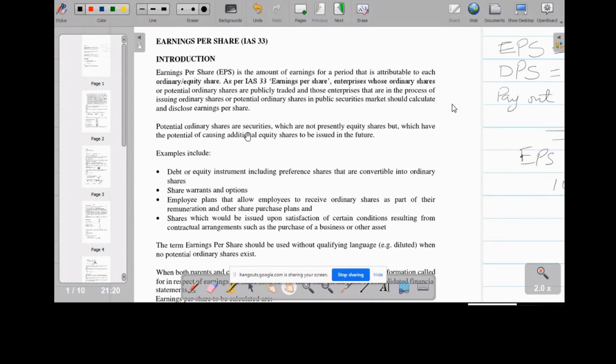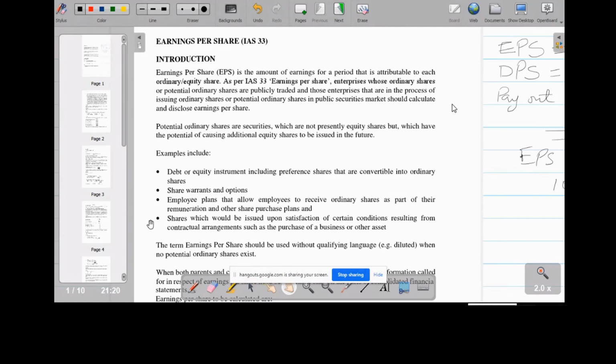Then we have other shares which are contractual, whereby maybe you have a certain condition that will arise because of the purchase of a business or another asset in future. So if you trade a particular asset with shares, then your shares are also likely to increase. So all those four things that I've mentioned are what we mean by potential ordinary shares. Potential ordinary shares means in the near future, they have a chance of being converted into outstanding ordinary shares, which we use in the computation.